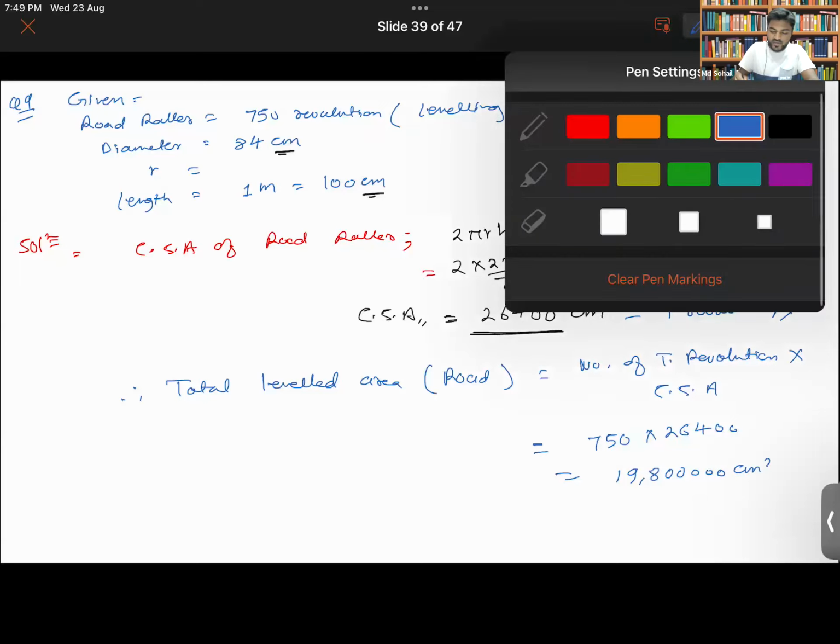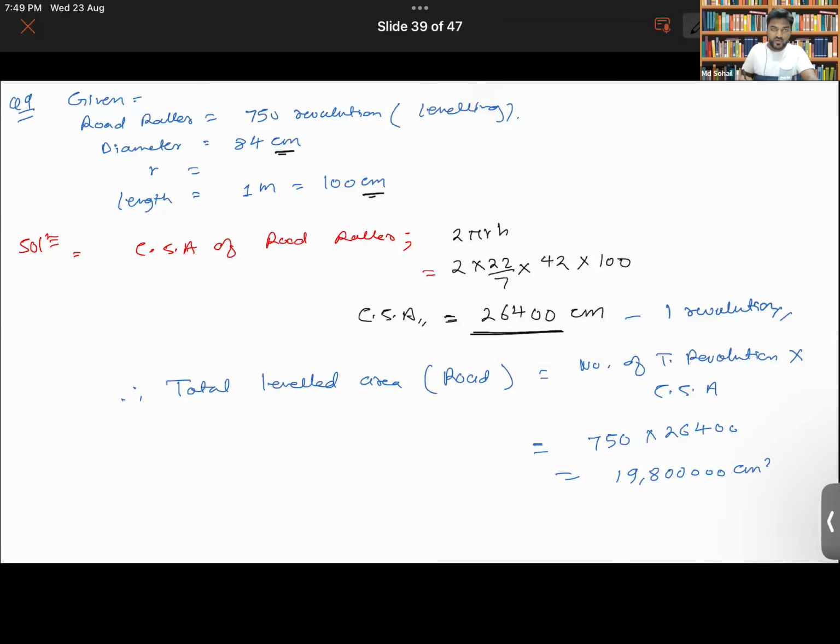And if you were to find it in meters square, we know that 1 square meter is equal to what? 100 into 100, that is 10,000 square centimeter. So you will divide it by that value. We remove 4 zeros. Cancel the 4 zeros. So it will be 1980 square meter. So that is the required answer, the total area of the road that has been leveled.